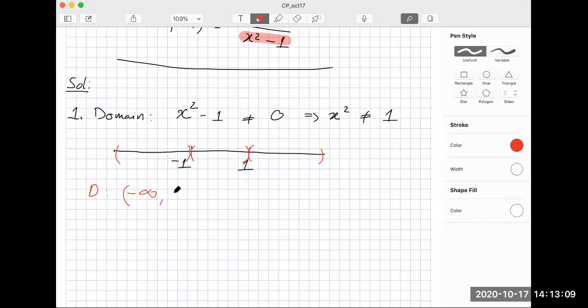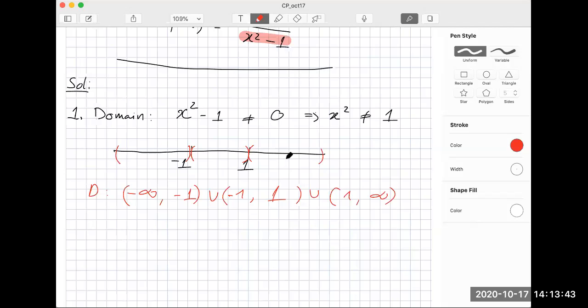Therefore, the domain D will be, Marisa, did you say negative infinity to negative 1? Yes. Union with? 1 to infinity. 1 to infinity. Very good. Anything else? Oh, negative 1 to 1. Yes. If you look at the real line as I do here, it's easier to observe, right? Good job. That is how we can find the domain.